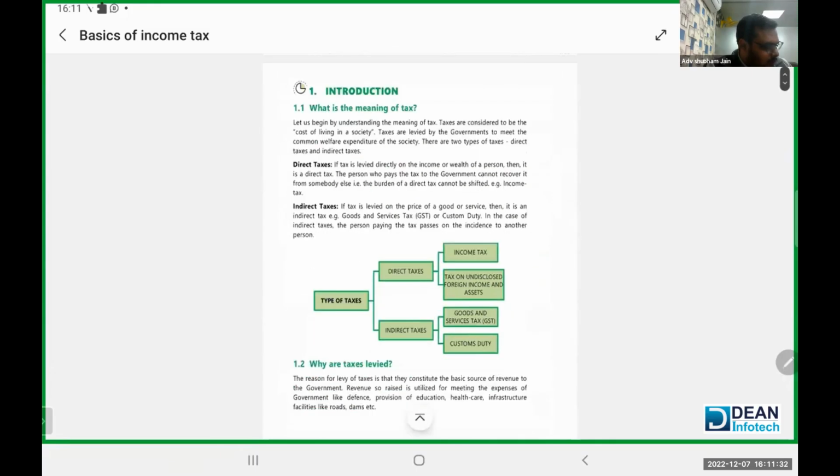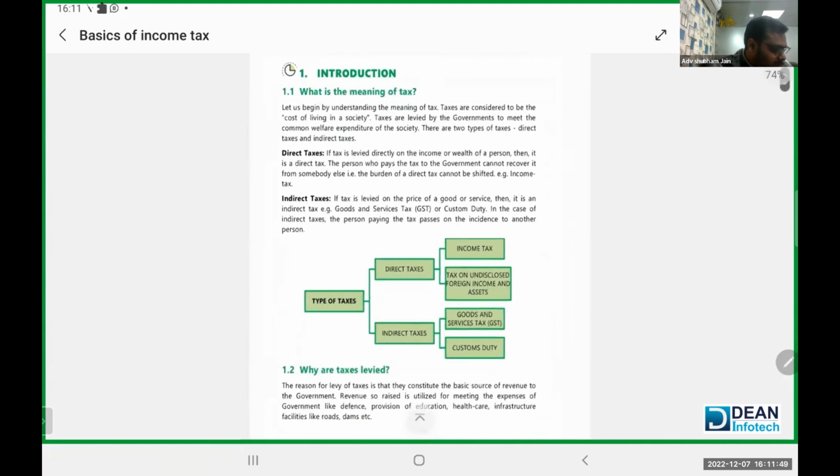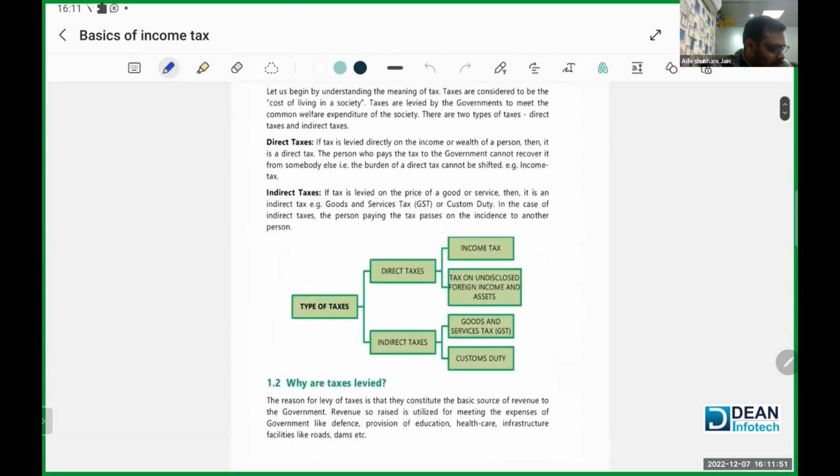First of all, what is the meaning of tax? As every one of us knows, tax is the cost of living in a society. Government needs tax, government needs revenue, government needs to meet the common welfare expenditure of the society, as you can see on the screen. So basically, there are two types of taxes. One is the direct tax, and second is the indirect tax.